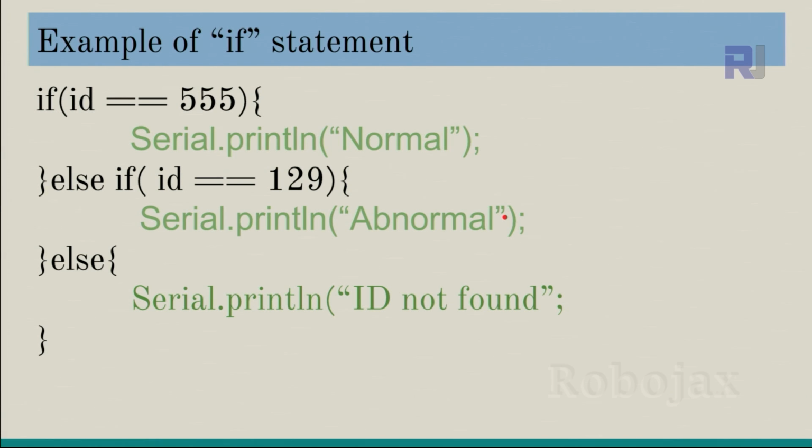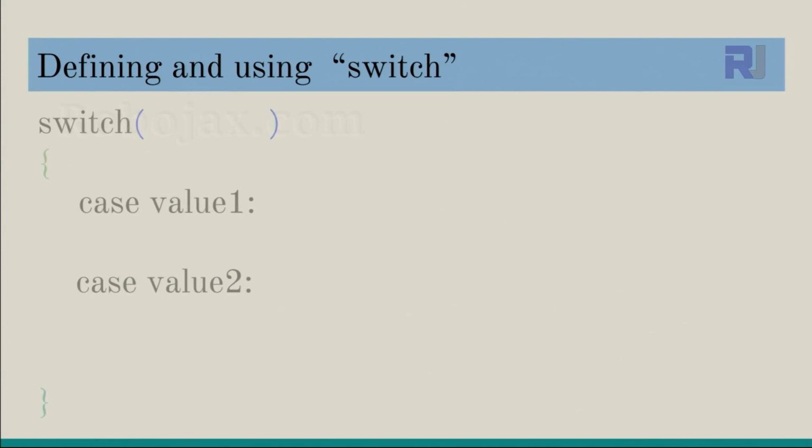We print this text and say abnormal. Else means if this is not true and this is not true, in case these two are not true, then just say id not found. Here is how we define it.